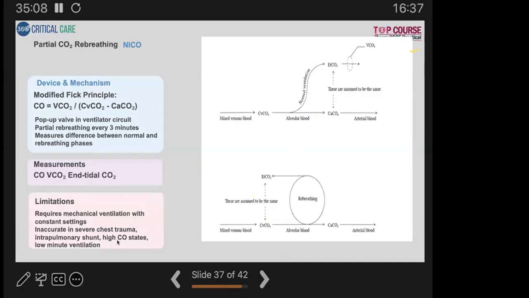It can be inaccurate in severe chest trauma, when the patient is having a shunt, and when a patient is having high cardiac output states or low minute ventilation states. So there are some limitations, but it uses the modified Fick principle. Instead of oxygen, we are using carbon dioxide.